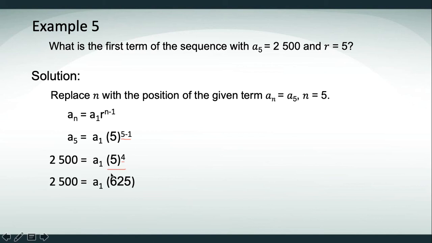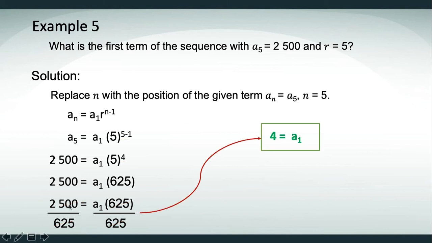Then let's transpose 625 by dividing both sides of the equation by 625. 625 divided by 625 is 1, and 2,500 divided by 625 is 4. Thus, our first term has the value of 4.